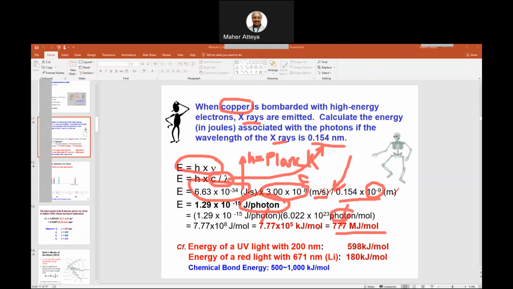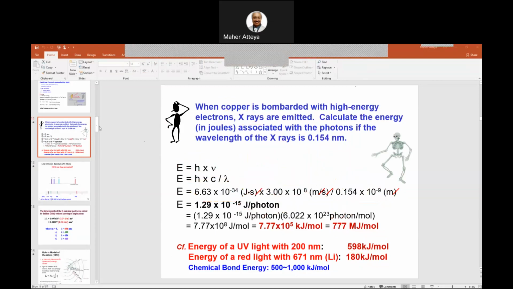You can compare the energy of UV light at 200 nanometers, which gives you this, if you calculate it, and the light of the red is this one here. I think I gave you the idea of how to look at the whole thing. Let me just show you here. It's very important to know.